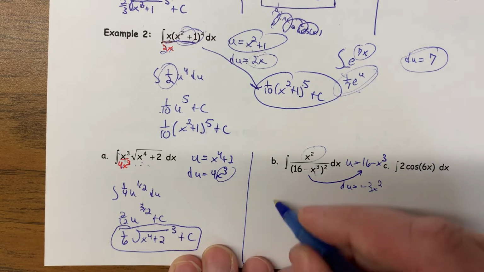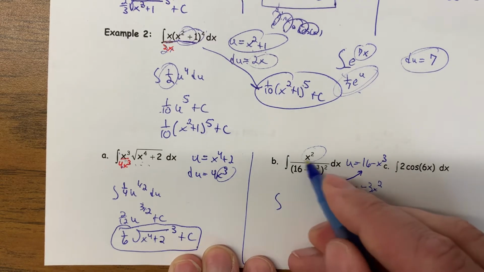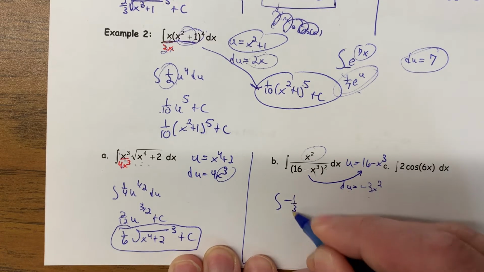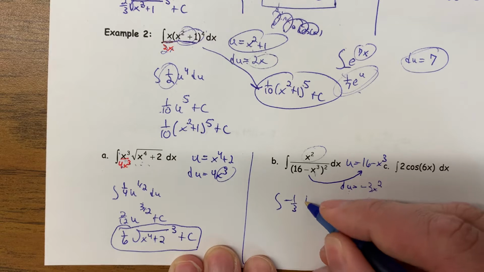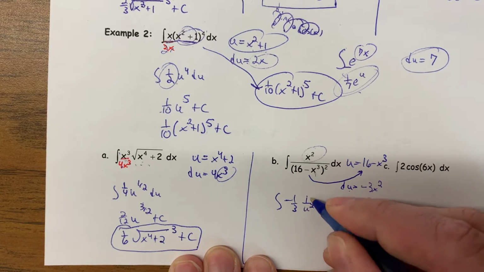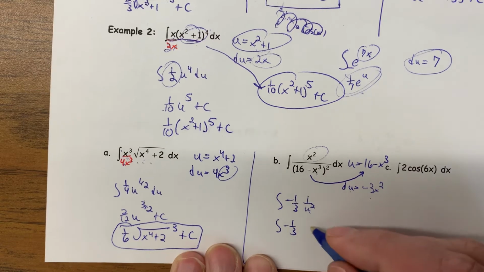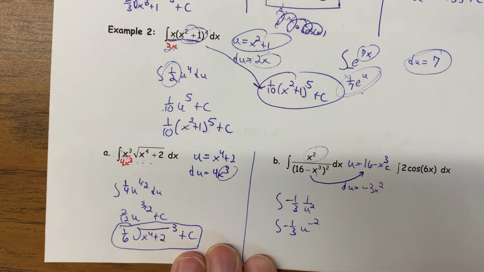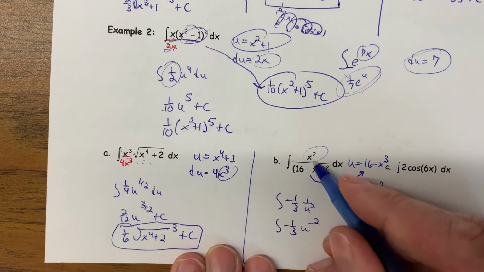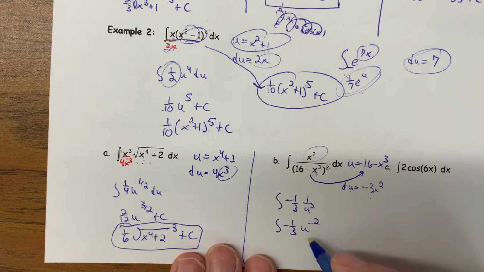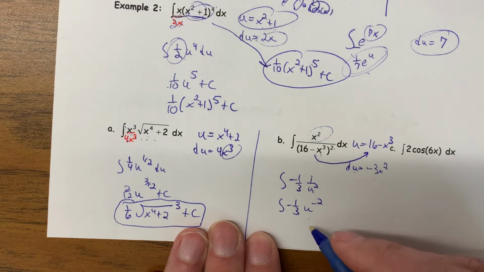So when we rewrite it and we divide by negative 3x squared, x squared divided by negative 3x squared is negative 1/3. And we could leave this as 1 over u squared, but really what we want to do is rewrite this as a power rule. This is u to the negative 2 power, right? Remember, dividing by something squared is something to a negative power, and now we can just use the power rule. So go ahead and finish this from here.